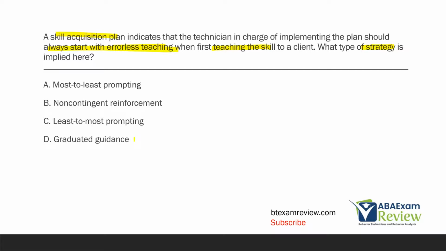You might be using graduated guidance to errorless teach, but we want the best, most specific answer, based on the question and the information. And all we know is we're using errorless teaching. And so in order to use errorless teaching to first teach the client, we have to be using most to least prompting. Errorless teaching is the first step to most to least prompting because you're not allowing errors to occur.